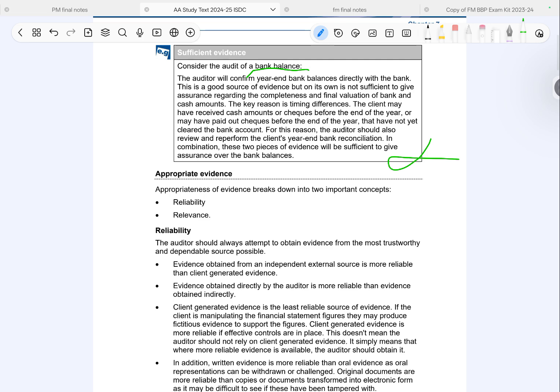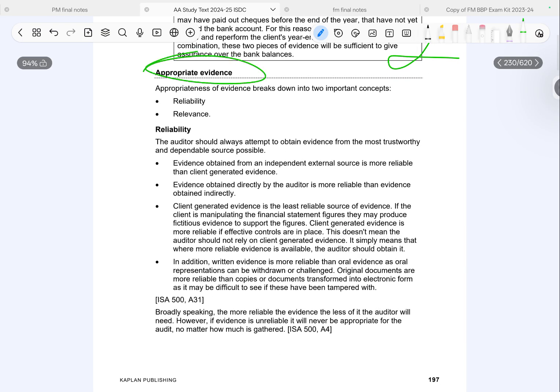Now, let's talk about appropriate evidence, which is also about quality. It has two parts, reliability and relevance. Focus on reliability. Auditors prefer evidence from independent external sources. Then the evidence they collect themselves. And the least reliable, client generated evidence. Also, written evidence is better than oral, and original documents are better than copies. And here's the golden line, more reliable evidence means you need less of it. But if evidence is unreliable, no matter how much you collect, it's useless.